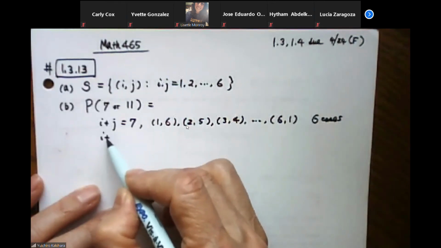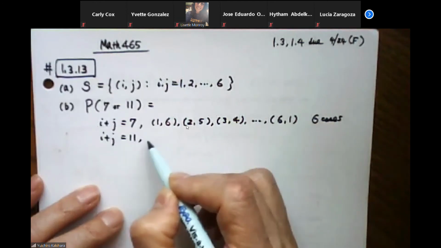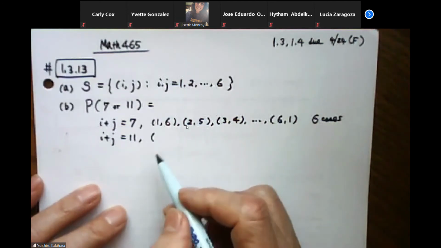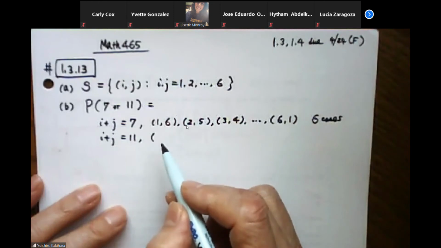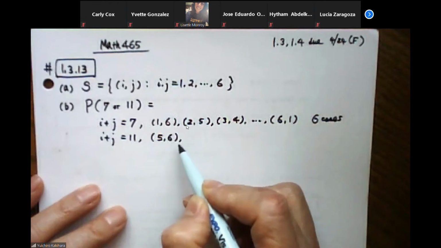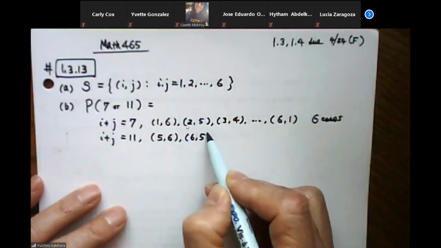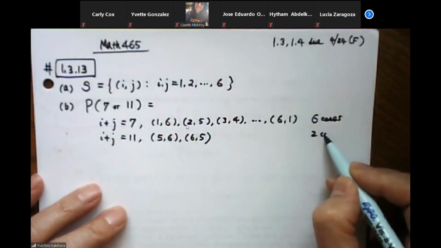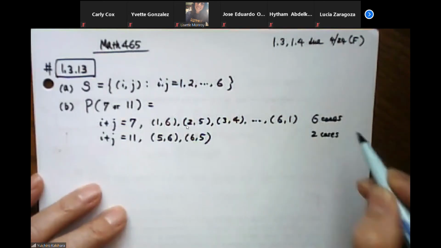Now I plus J is 11. What are the possible ones? 5 and 6, and then 6 and 5. That's it. Only two cases.